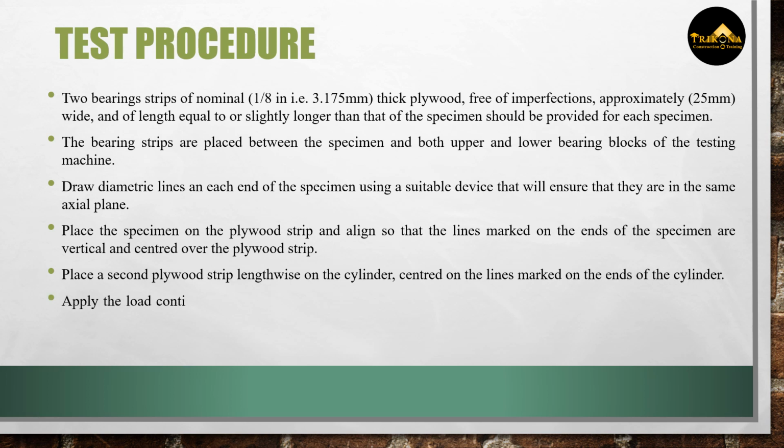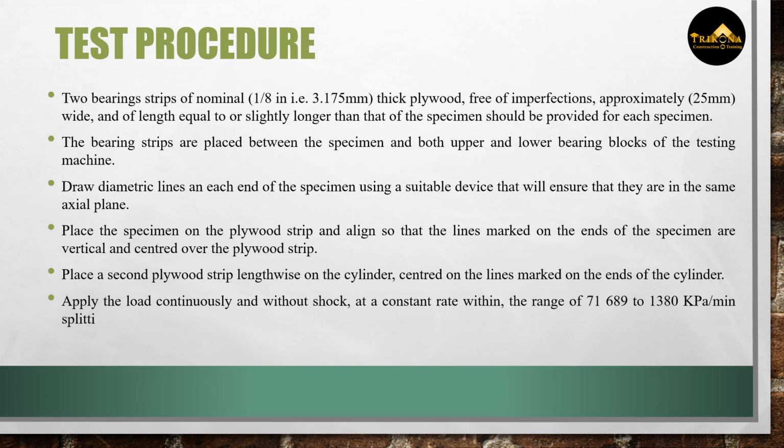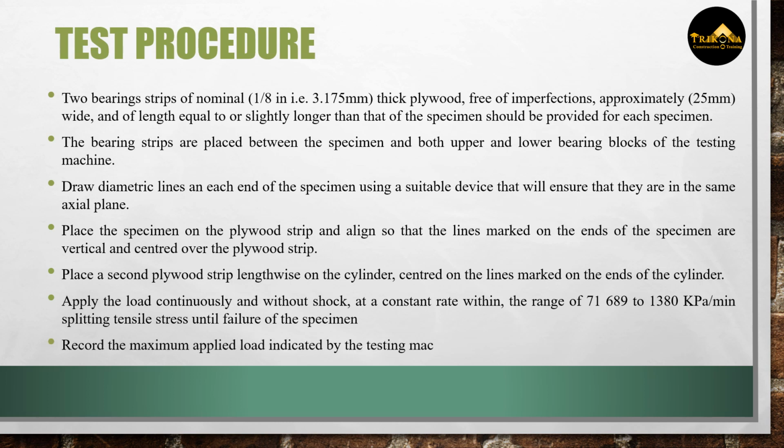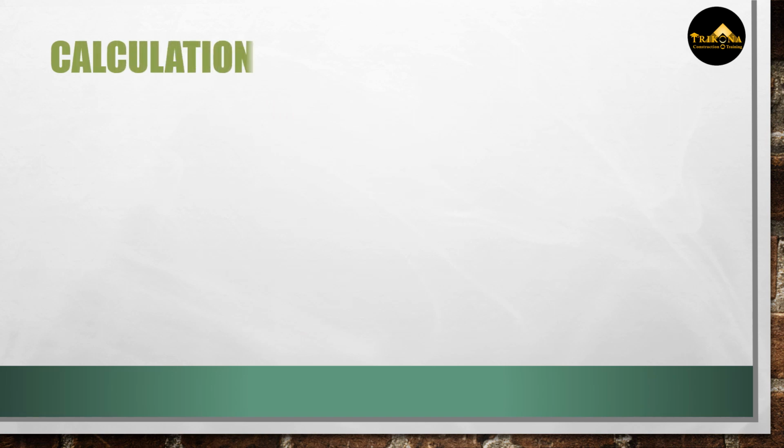Apply the load continuously and without shock, at a constant rate within the range of 689 to 1380 kilopascals per minute, splitting tensile stress, until failure of the specimen. Record the maximum applied load indicated by the testing machine at failure. Note the type of failure and appearance of fracture. The test is performed.